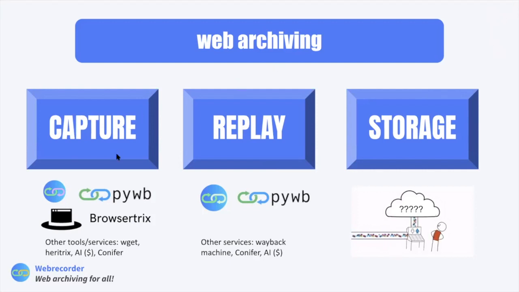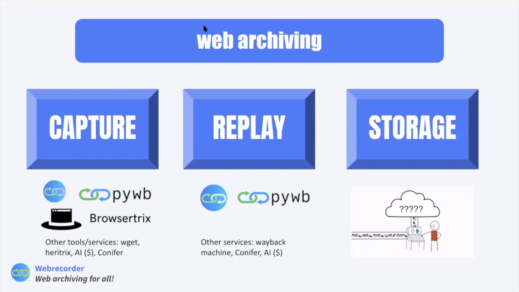So for capture, we have several key tools. We have PyWB, we have Archipelago, and we have Browsertrix Crawler. In general, there are also other tools in this field. There's, of course, Heritrix, there's Archivate, there's Conifer, and then for replay, we also have PyWB, and there are other services that provide replay as well. Conifer is using PyWB as well, and then there's, of course, Internet Archive's Wayback Machine and Archivate.